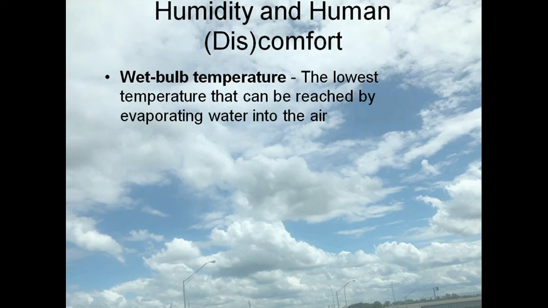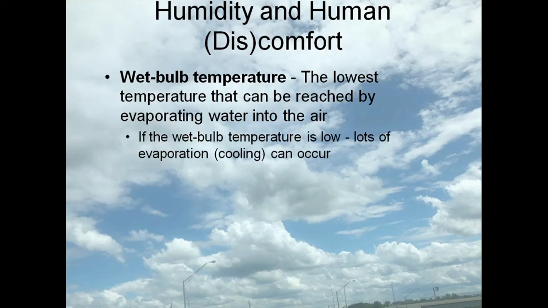The wet bulb temperature is the lowest temperature that can be reached by evaporating water into the air. When you evaporate water into the air, it cools the air, and whatever the lowest temperature that can be reached during that process, given how much water is available to evaporate into the air, what temperature would that reach? If you evaporated all the water that was on the ground up into the air, what temperature would that reach? That gives you your wet bulb.